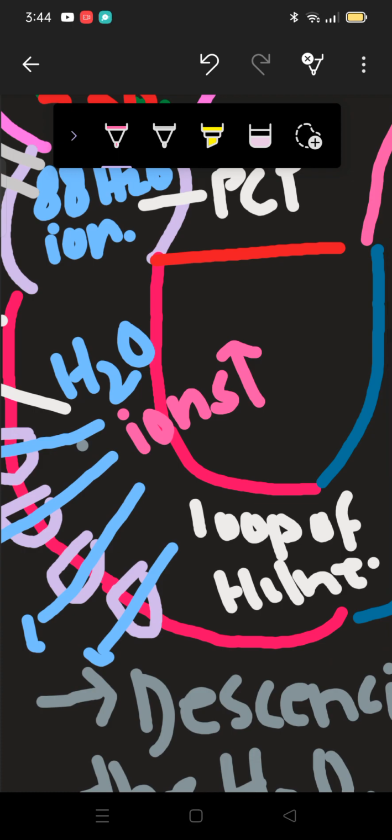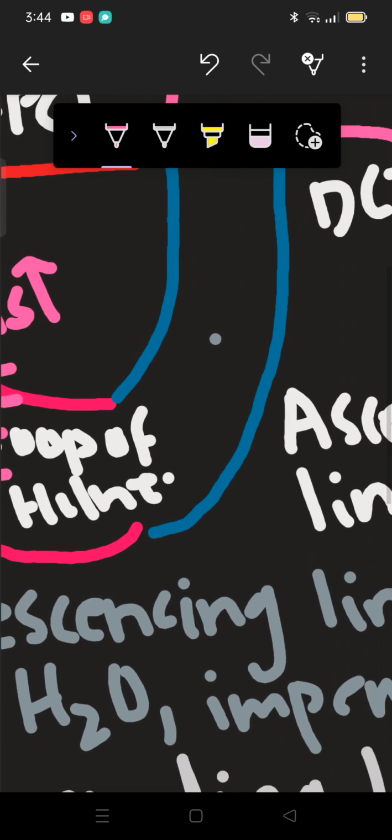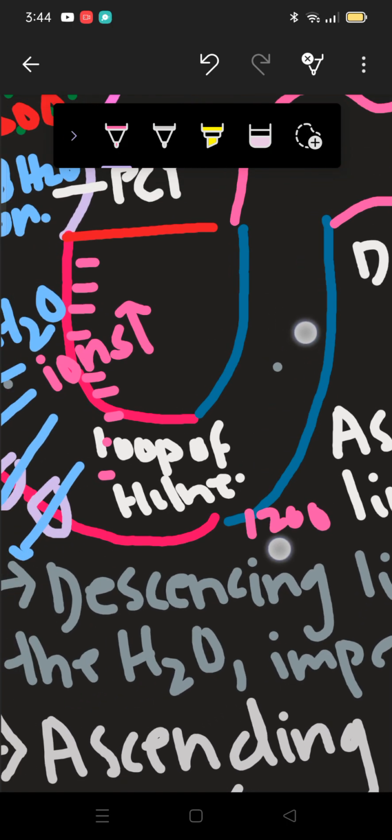Like if here it would be 400, then here it would be 500, 600, 700, 800, 900, 1000, 1100 and 1200. So here the osmolarity would be what? It would be 1200 osmol per liter. Here the osmolarity would be 1200 osmol per liter.